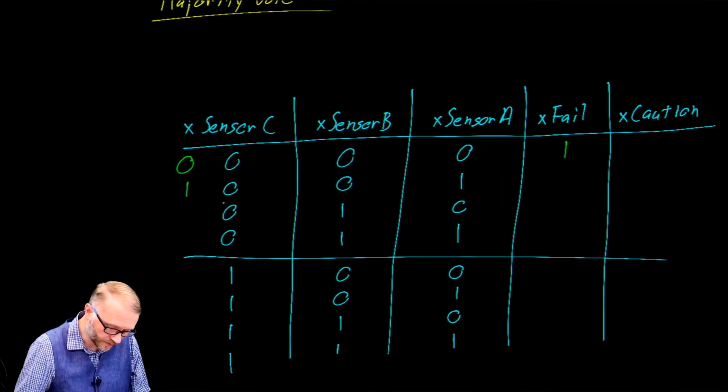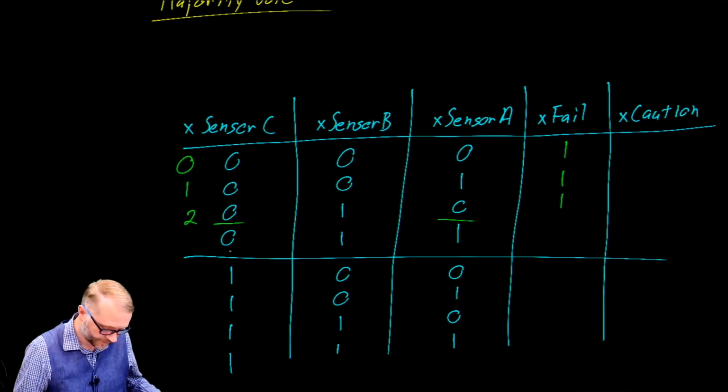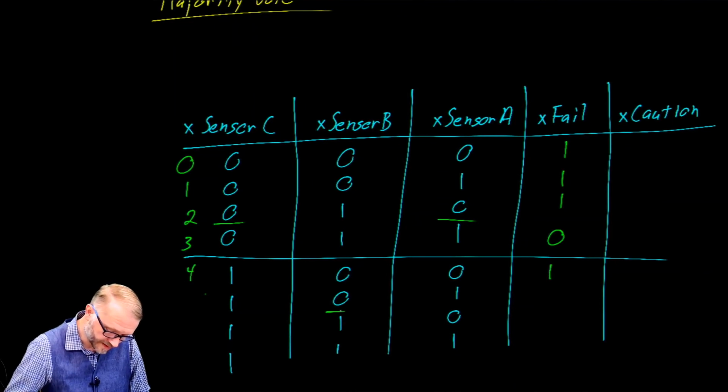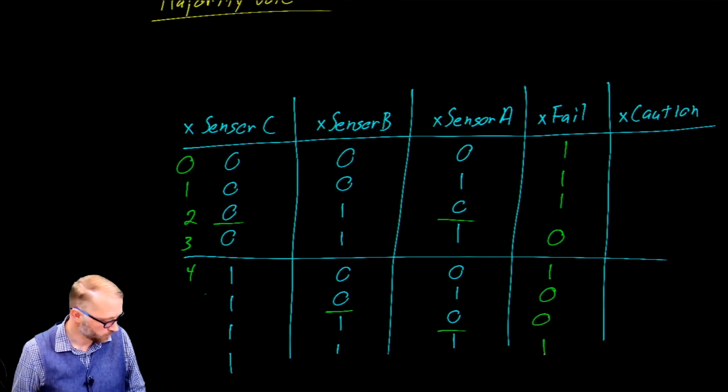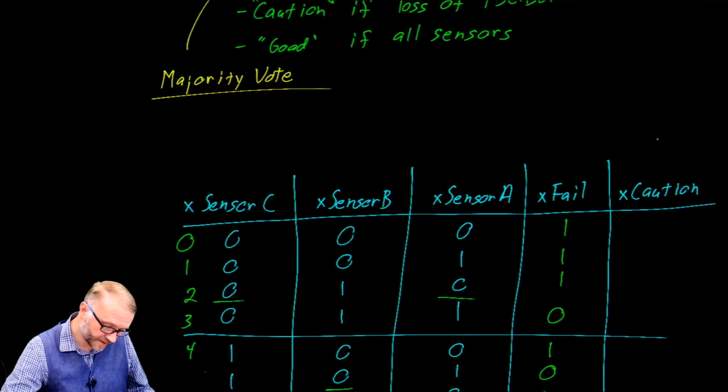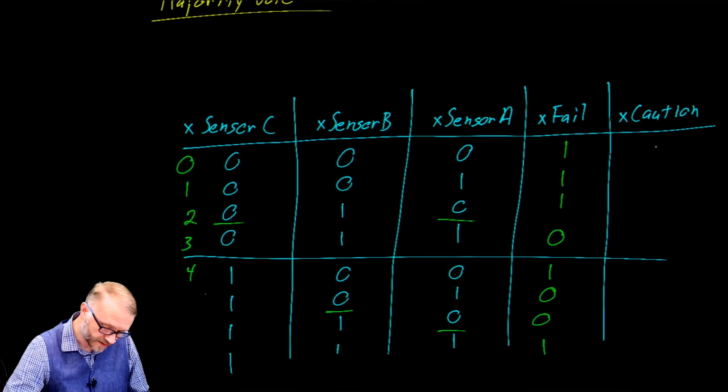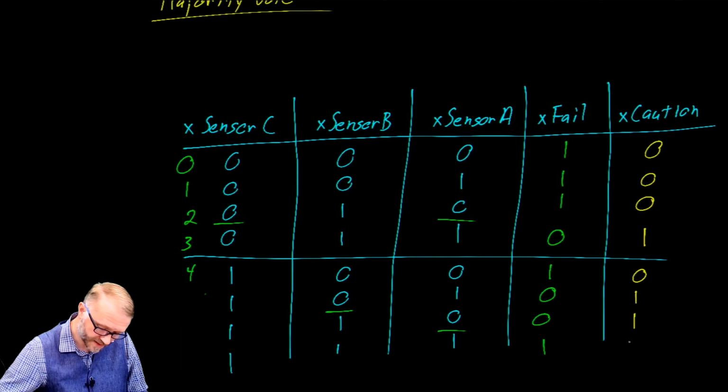In the 1 row, we have 2 failures. In the 2 row, we have 2 failures. Finally, now in the 3 row, we actually have 2 sensors that are operational. So that is not a failure. In the 4th, we have 2 failures. Here we have a single failure, and now here everything is good. Now we can fill out the caution part, and we defined caution as a failure or loss of 1 sensor. So that's 2 sensor loss, 2 sensor loss, 2 sensor loss. There's 1 sensor failure there. There's a 2 sensor failure there, a 1 sensor, a 1 sensor, a no sensor.